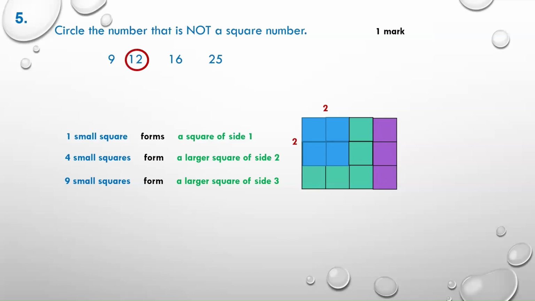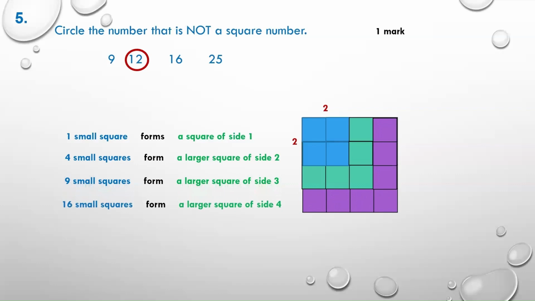But how many more do we need to get a square? We need 1, 2, 3, 4 below. So if we add 4 more below, we'll get a large square. So how many do we have in all? 4 sets of 4, which is 16. So 16 small squares form a large square of side 4. So 16 is a square number.